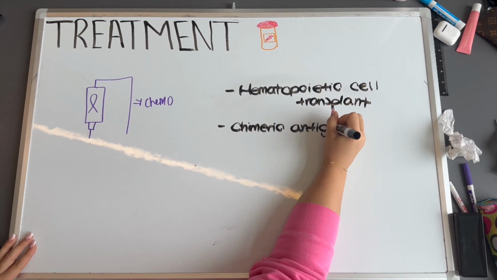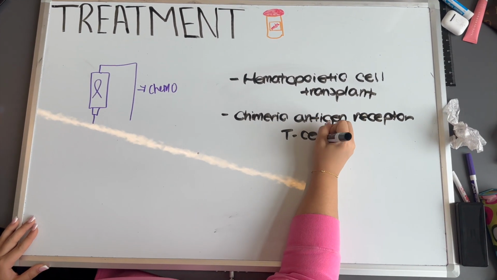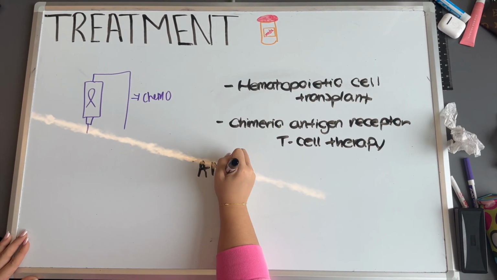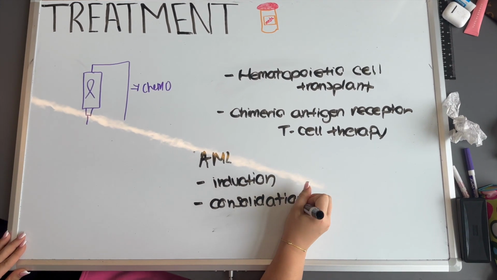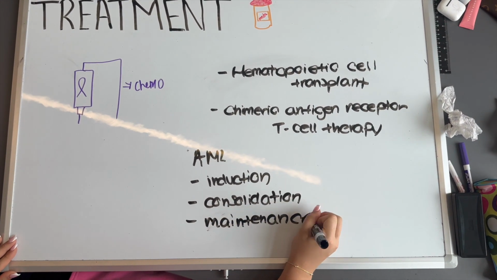The treatment for acute myeloid leukemia is divided into 3 parts: induction, which is a period of intense chemotherapy, consolidation, and maintenance, which uses lower strength chemotherapy.